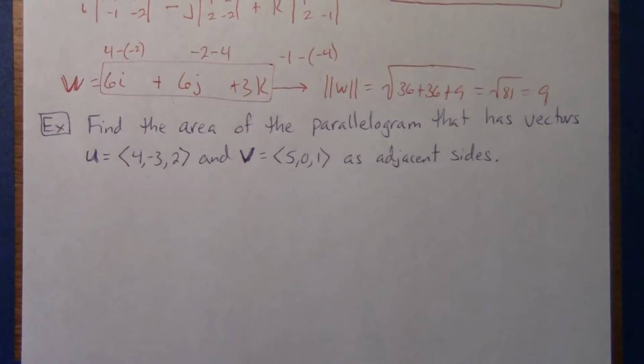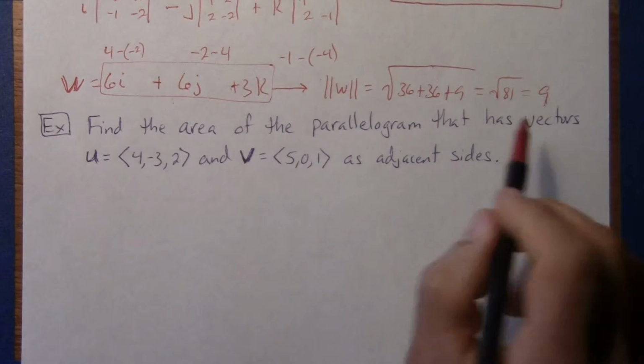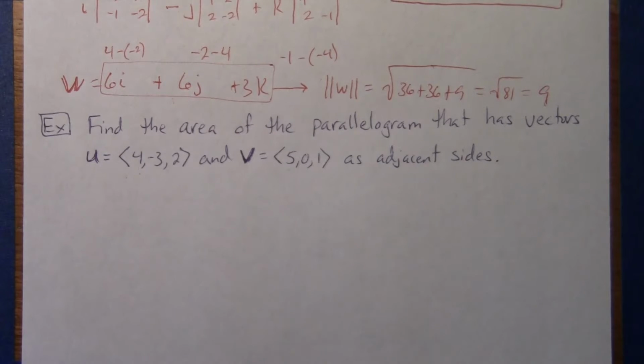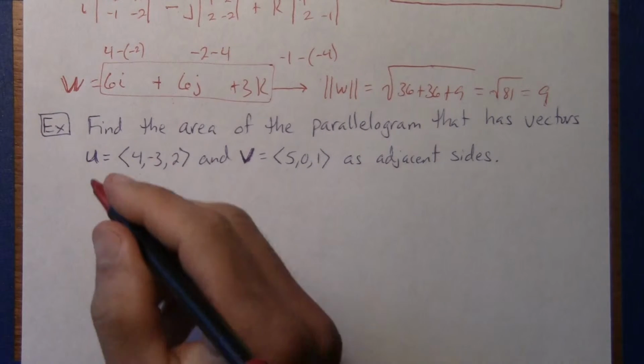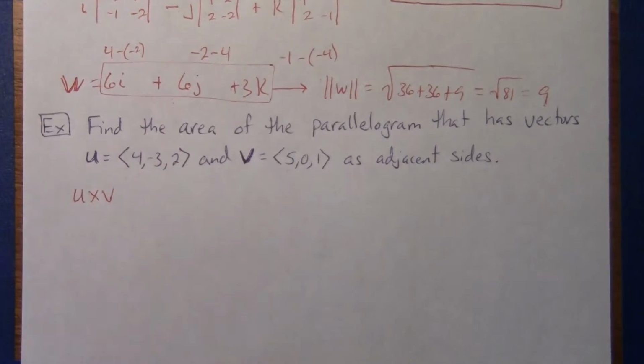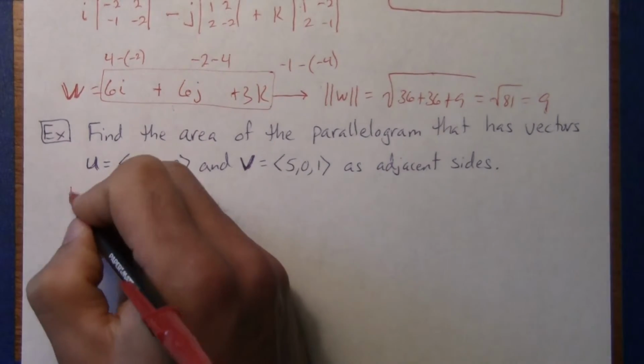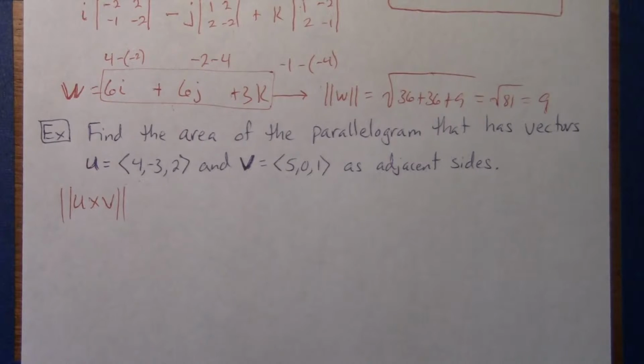Alright, so the next problem says to find the area of the parallelogram that has the vectors u and v as adjacent sides. And of course, one of the things that we have written down in our notes says that the area of a parallelogram is the magnitude of the cross product. So I need to find the cross product of u and v just like I did for the last problem, and then I need to find the magnitude of it.